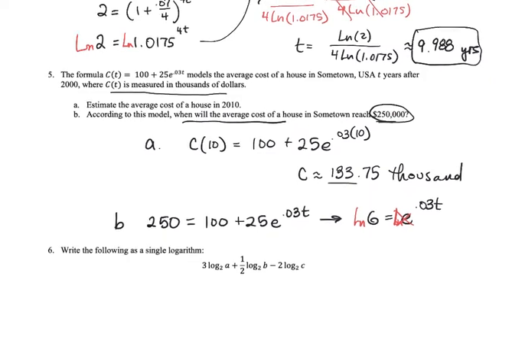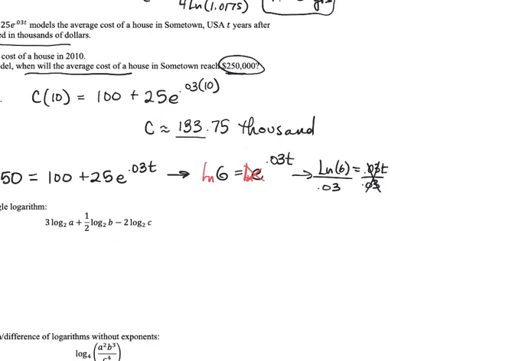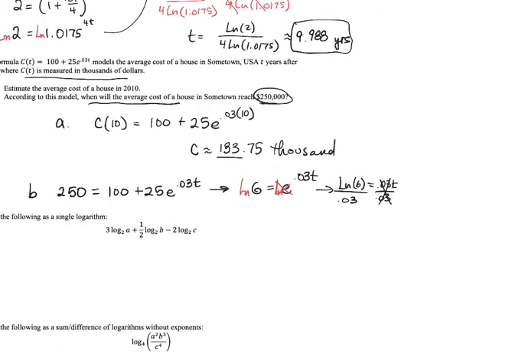So the 0.03t is just by itself. It's no longer an exponent. So what we have is natural log of 6 equals 0.03t. We can now divide by 0.03. So t equals natural log of 6 divided by 0.03. You can leave it in exact form like that if you want, or you can use a calculator.